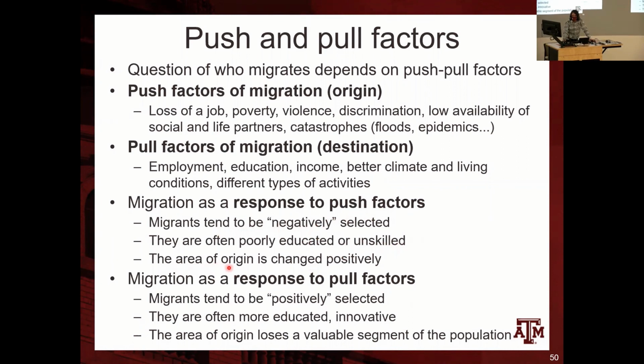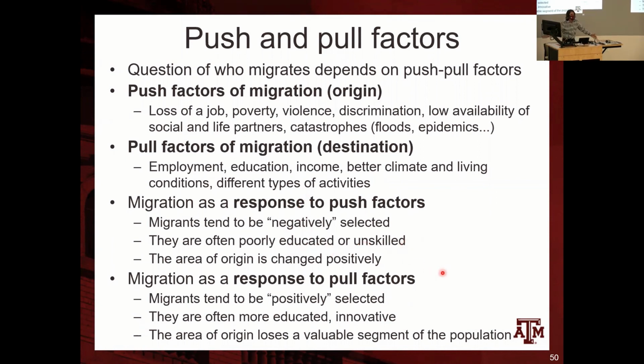And in that case, the area of origin is changed positively. One clear, more contemporary case is Syria with the civil war. The first people that started to leave Syria were exactly the most vulnerable people with lower levels of skills, who started to migrate to Turkey, to Lebanon, to Jordan, to North Iraq. But then as the war kept going, everybody else started to move out. But when you have migration due to problems in the area of origin, usually people are negatively selected, meaning lower levels of education, lower levels of skills.